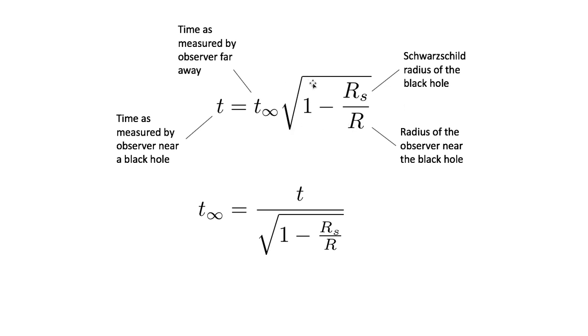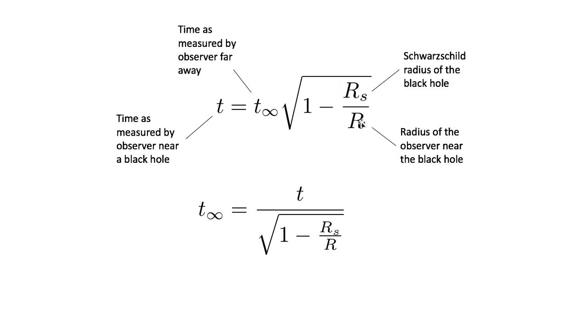And then there's this square root term. RS is the Schwarzschild radius of the black hole, so that's where the event horizon is. Inside the event horizon, light cannot escape. So this is a property of the black hole. And then R is the radius of this observer. That's where this person is in relation to the black hole.